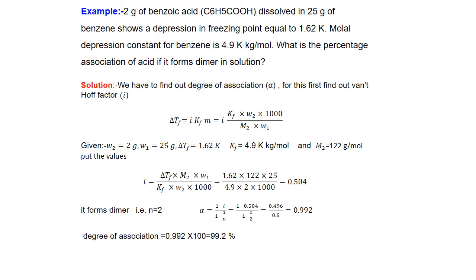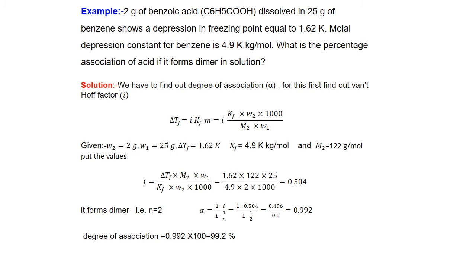2 gram of benzoic acid dissolved in 25 gram benzene shows depression in freezing point. This depression is the observed value. The molar depression constant Kf for benzene is 4.9. What is the percentage association for it? It forms a dimer. Dimer means two molecules get associated. So i will be 1 upon 2.